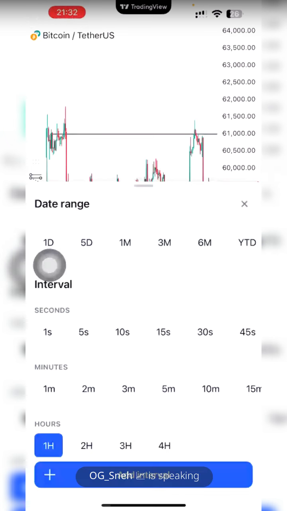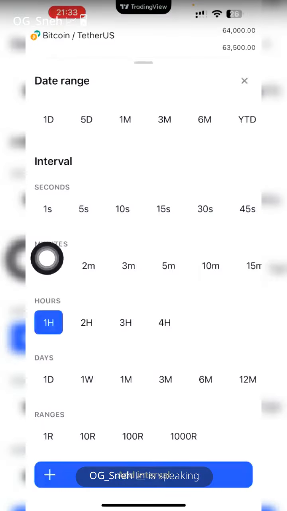So 1 month time frame: this one talks about what happened in that particular month, just one single candle. It means what happens in the month of August, the month of October. Do you understand? So like that. 3 months means a quarter: what happens in the quarter, like that.